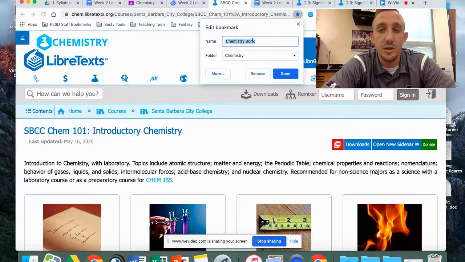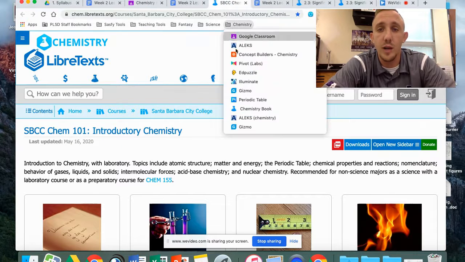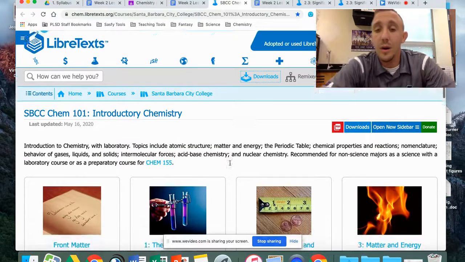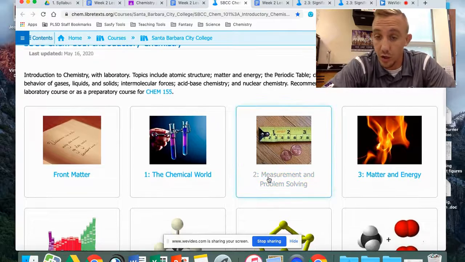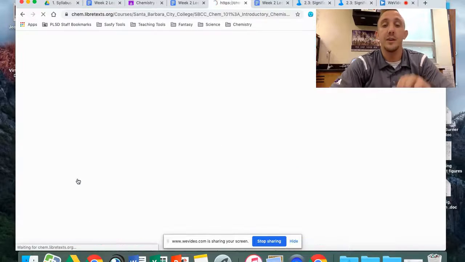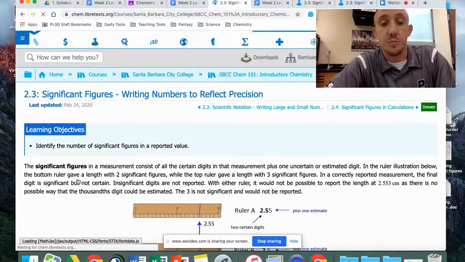So I notice I call it my chemistry book and I put it under a chemistry folder. And the reason I do that is when I go to click it, I'm always going to have the book here. Makes it easy to find. But we are in chapter 2, so we're going to go to chapter 2, measurements and problem solving. And right now we are going to be talking about significant figures, writing numbers to reflect precision.